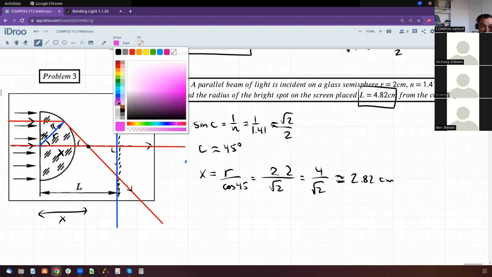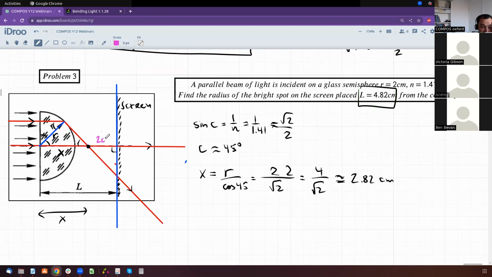Therefore, this distance is 2 centimeters. And we've already worked out that the angle is 45, so this is 45 as well, and this is 45. So the radius of the bright spot is 2 centimeters. This is your bright spot on the screen, and its radius is 2 centimeters. So the answer is 2 centimeters.